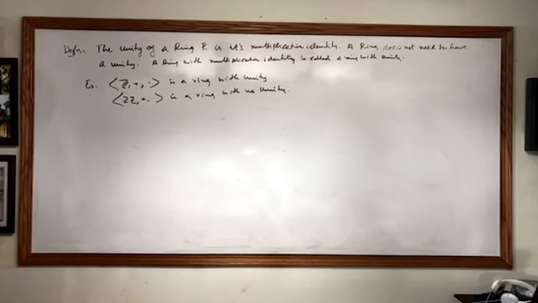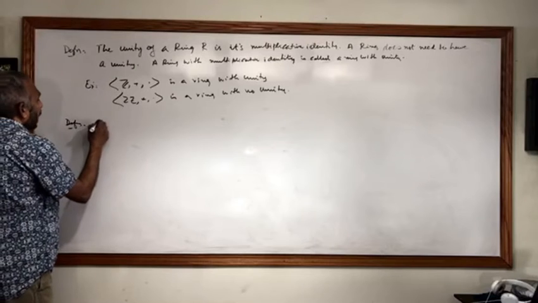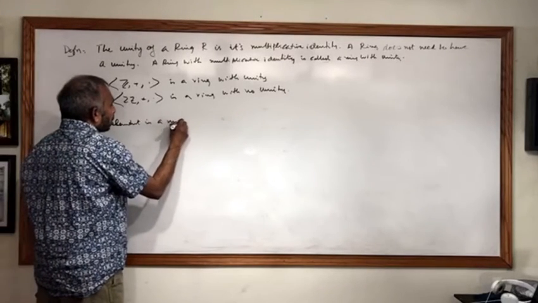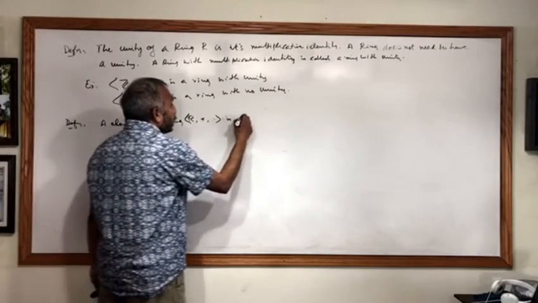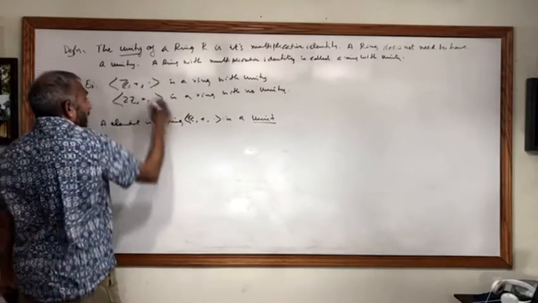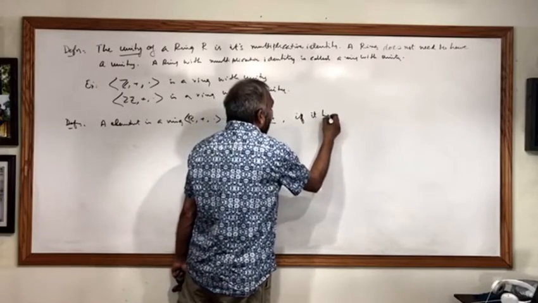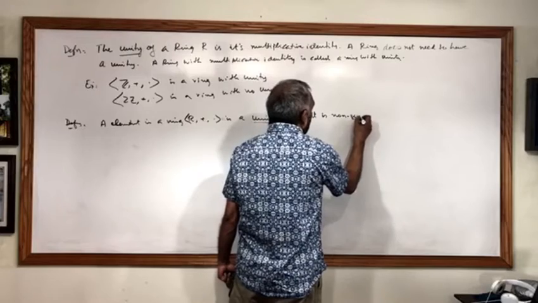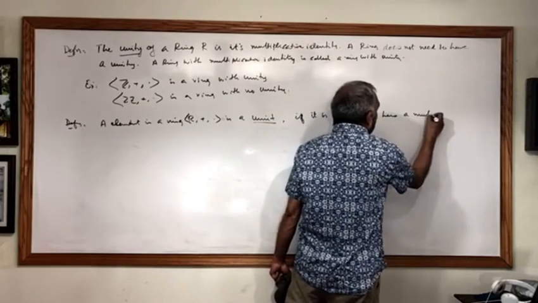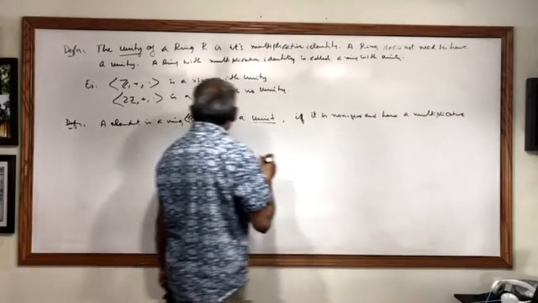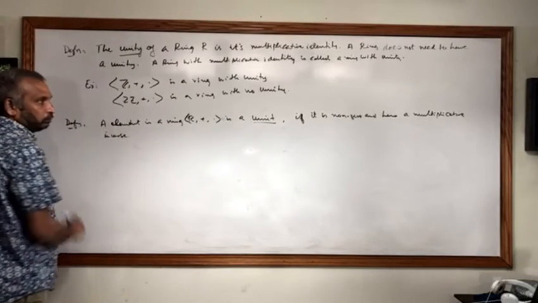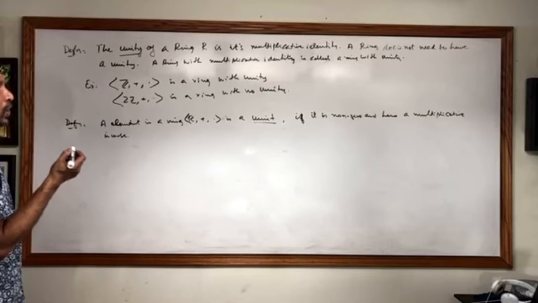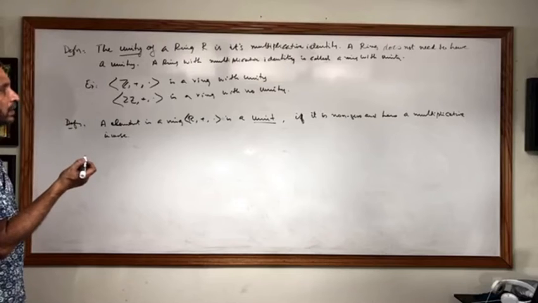Okay. Next definition: an element in a ring R is a unit. This is unity and this is unit. If it is non-zero and has a multiplicative inverse. A zero element does not have a multiplicative inverse. We are only considering non-zero elements of R. Zero means it is an identity of addition.